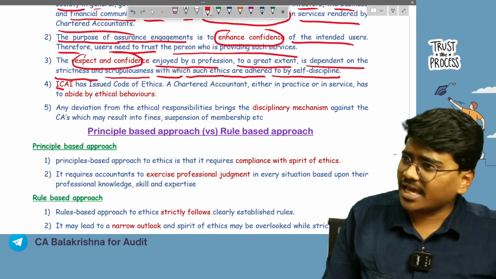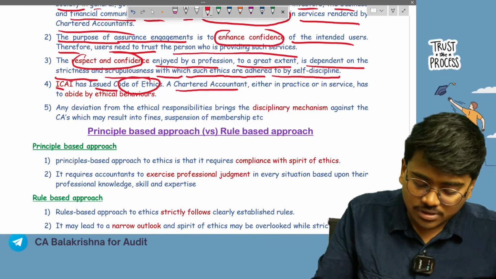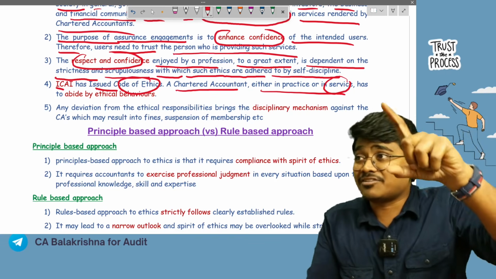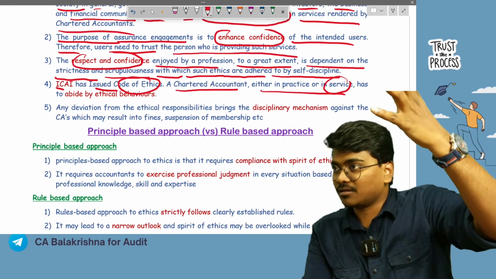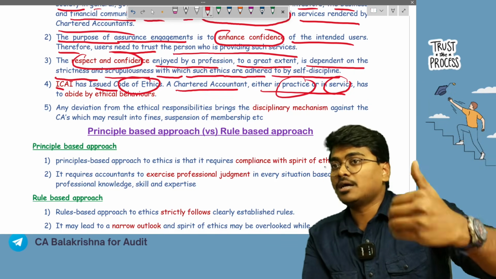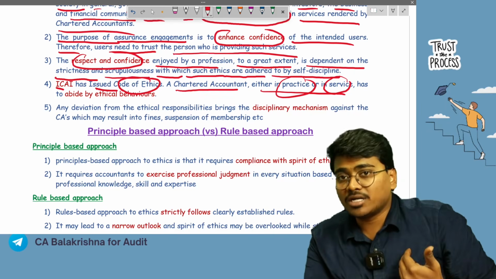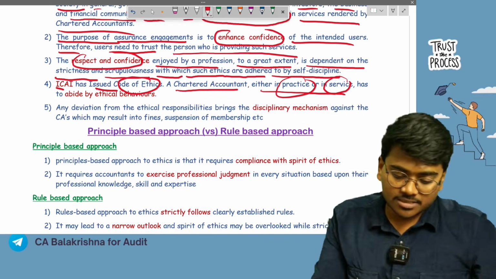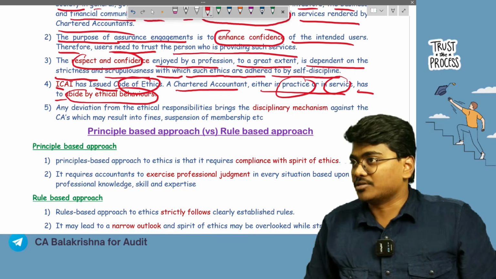Next, ICAI has issued a code of ethics. A chartered accountant, either in practice or in service, service means employment, right? If you do practice, you will call yourself a chartered accountant in practice. If you are in employment, you will call yourself a chartered accountant in service, right? Has to abide by the ethical behaviors.